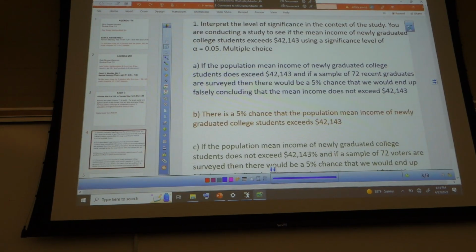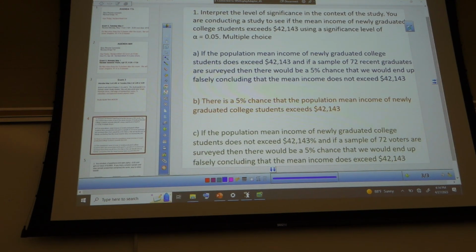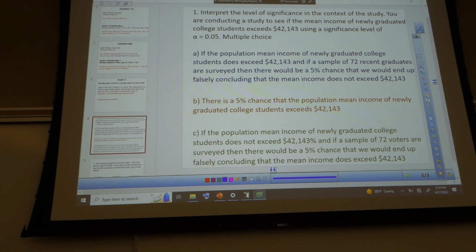So quiz problem number 1. Interpret the level of significance in the context of the study. Conducting a study to see if the mean income of newly graduated college students exceeds 42,143, using a significance level of alpha of 0.05. So we're interpreting this significance level. What is our significance level? 0.05. Yeah, 0.05. So we're interpreting at 0.05.